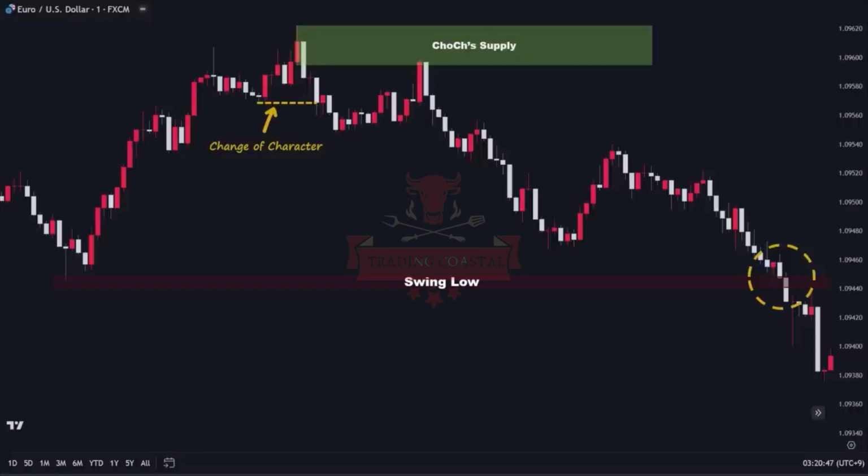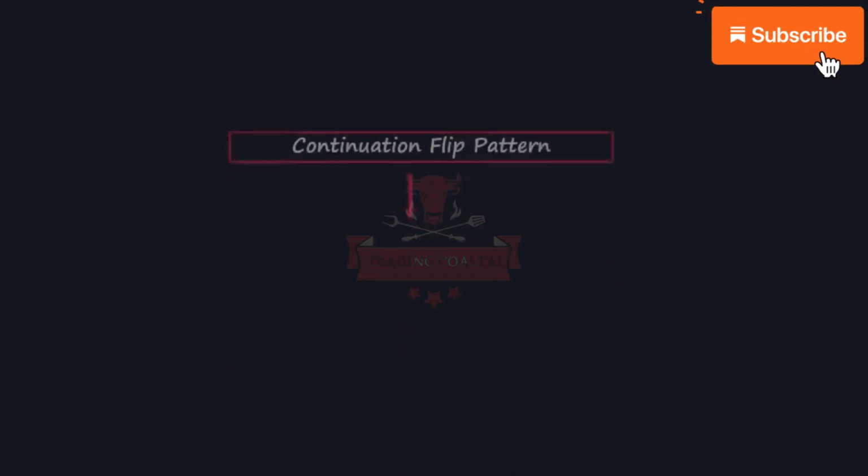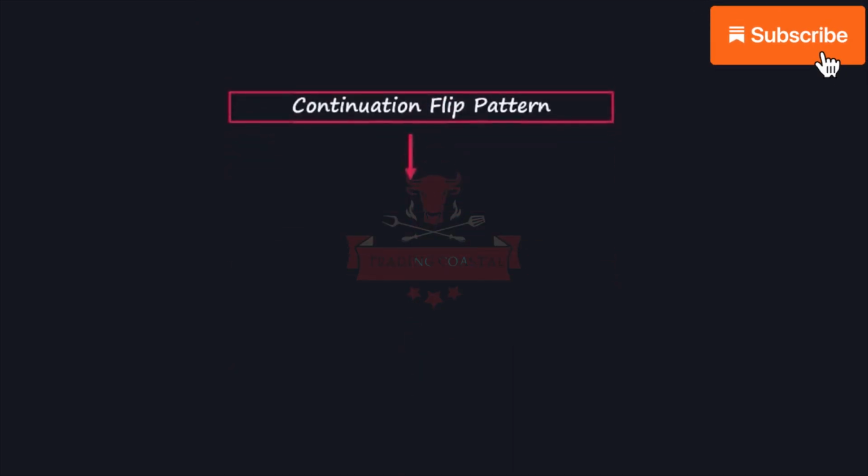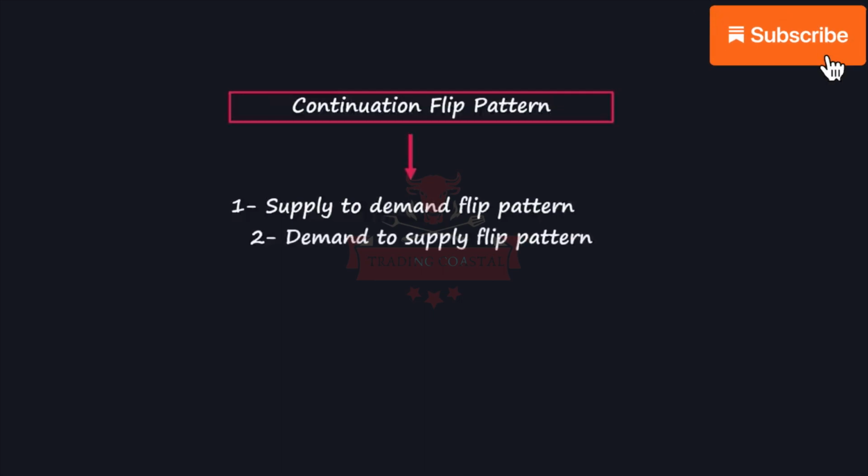Now that we have covered the reversal flip pattern in detail, let's delve into the specifics of the second type of flip pattern, the continuation flip. The continuation flip pattern can be categorized into 2 types: the supply to demand flip pattern and the demand to supply flip pattern. So let's start with supply to demand flip.